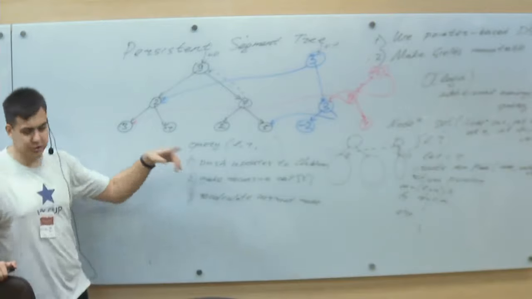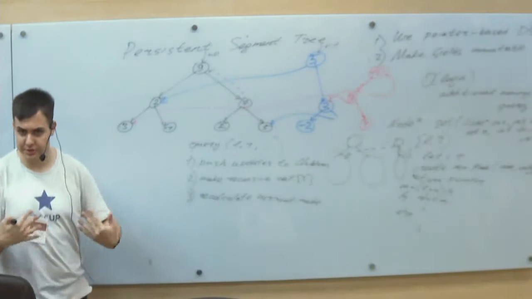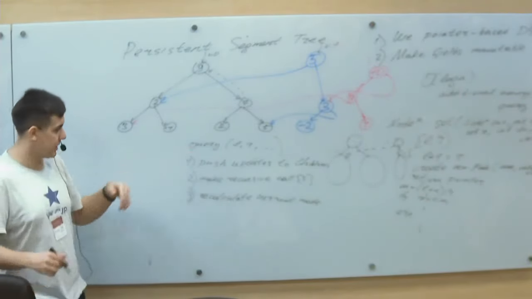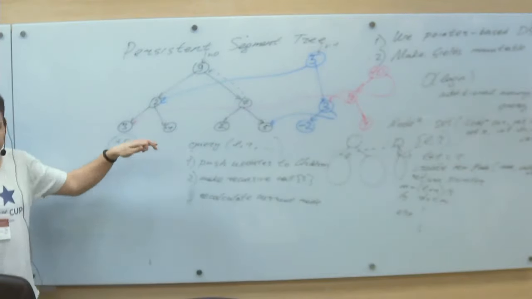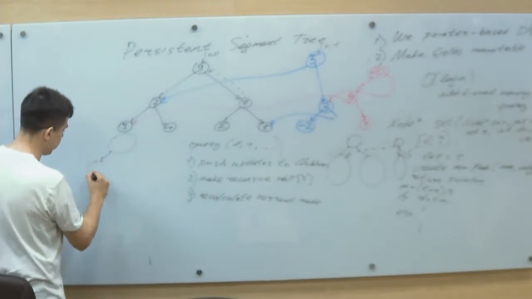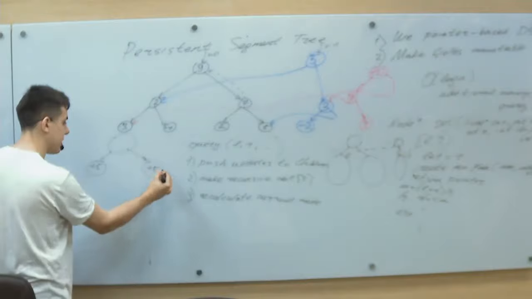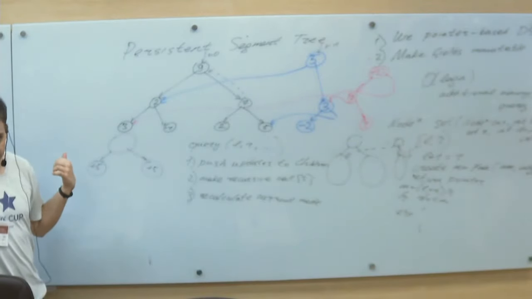So first you push updates to children, but you only push them to children, not to children's children, right? So if you have some delayed operation in your current node, so for example here, you remember that you need to do +5 to all the children. Instead, you add the delayed operation here and delayed operation here, and you copy these nodes if necessary.